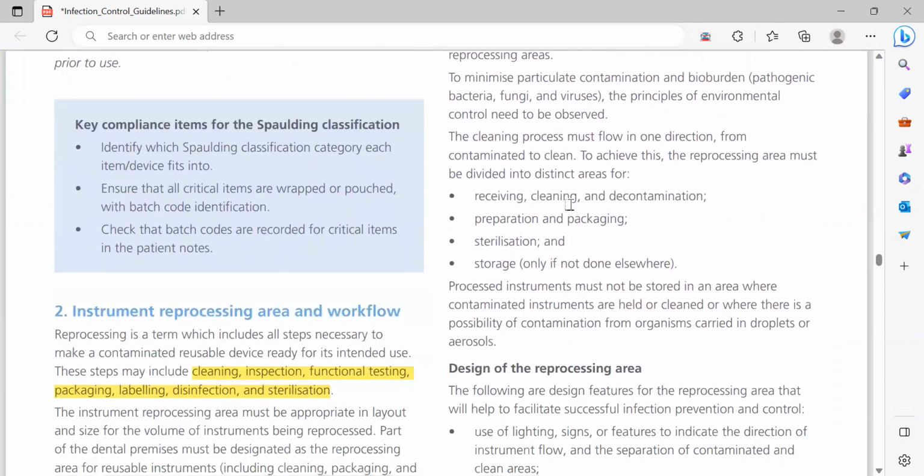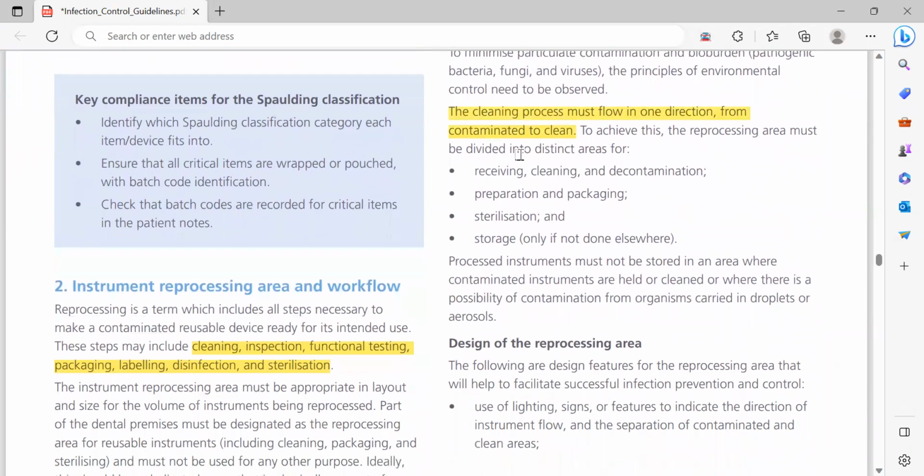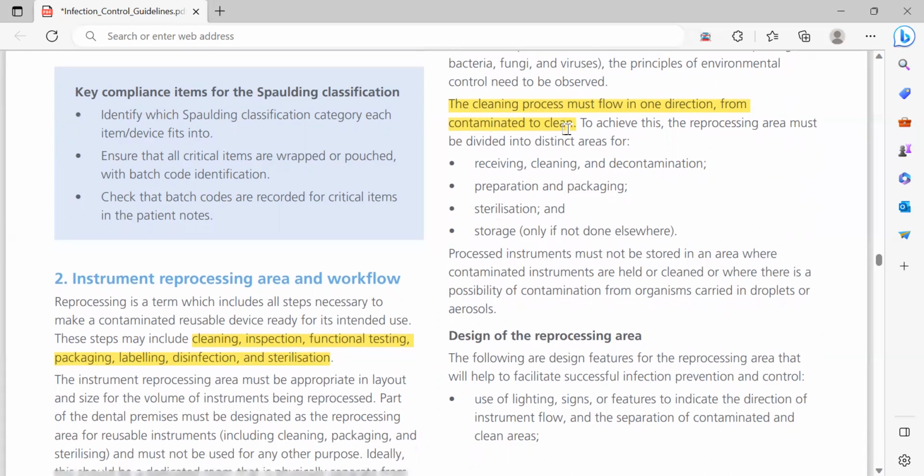And the cleaning process must flow in one direction, from contaminated to clean. So the instruments should go from the dirty area, then they would be cleaned, inspected, then functional testing, packaging, labeling, disinfection, then sterilized, and then they would go to the clean area.